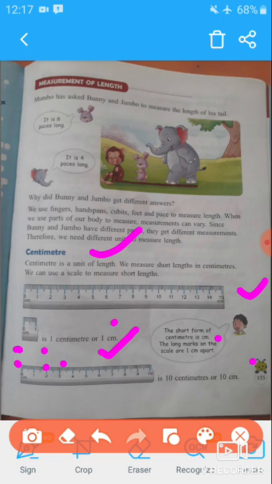The long marks on the scale are 1 centimeter apart. And here there are 10 thin lines between 0 and 1.